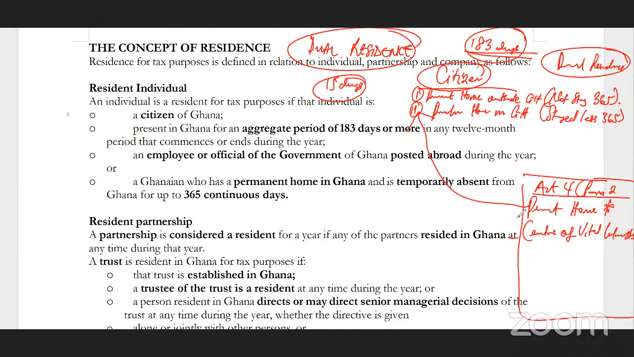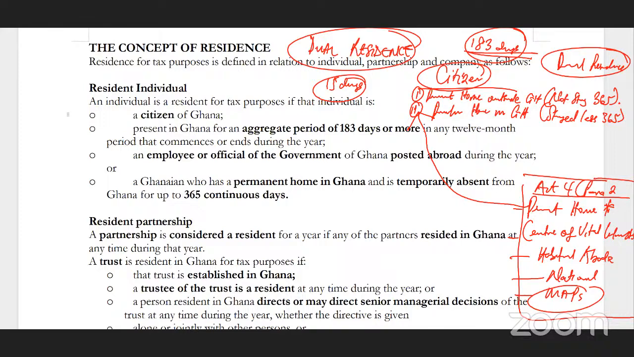Then if you cannot determine that or you have that in both states, then we look at where you stay often, which is your habitual abode. Where do you often stay? If we cannot find it, then we look at where you are a national. So if you're a national of Ghana, but you are also a national of UK, then it's inconclusive. Then finally, the tax authorities determine it by what we call mutual agreement procedure.